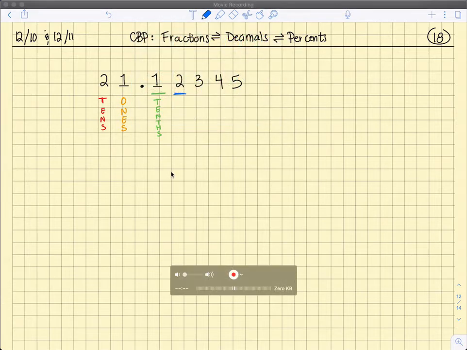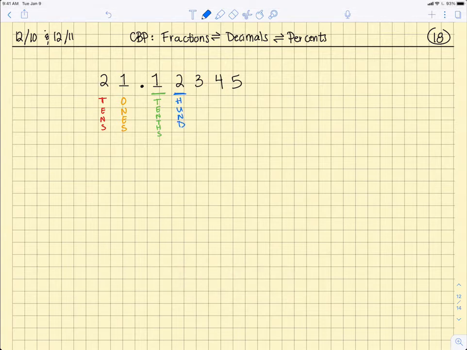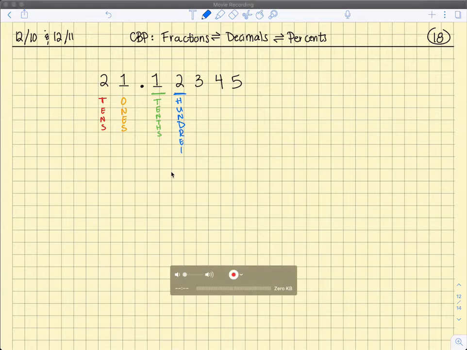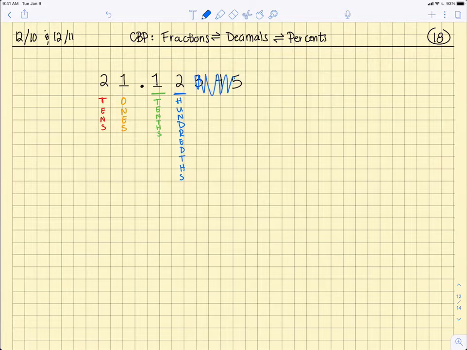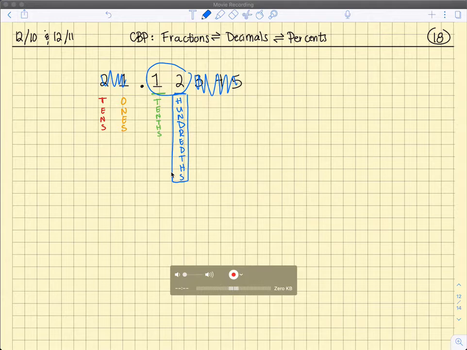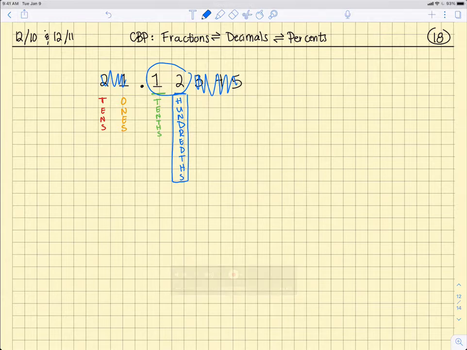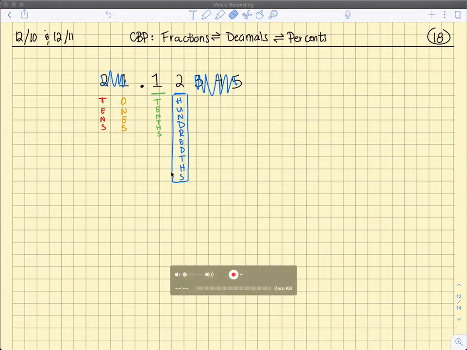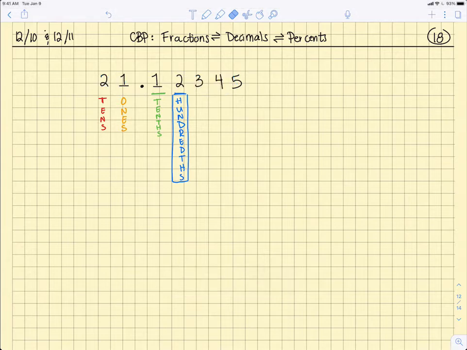This 2 is in the hundredths place. So if my decimal reads as 0.12, I read the number behind the decimal, this is 12, and then whatever place value the last number is in, that's the place value I give it. So this decimal I read as 12 hundredths. Hope it's all coming back to you.